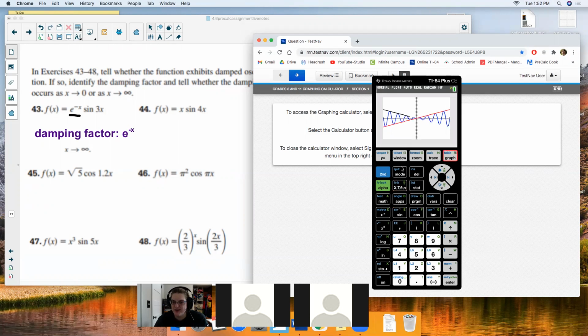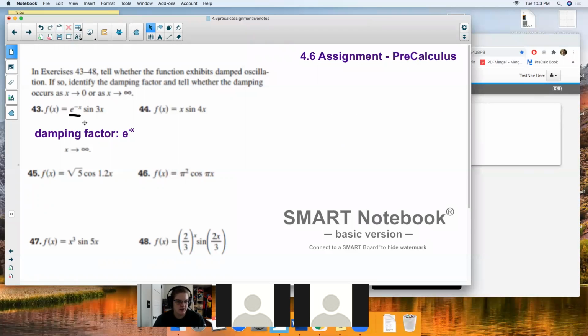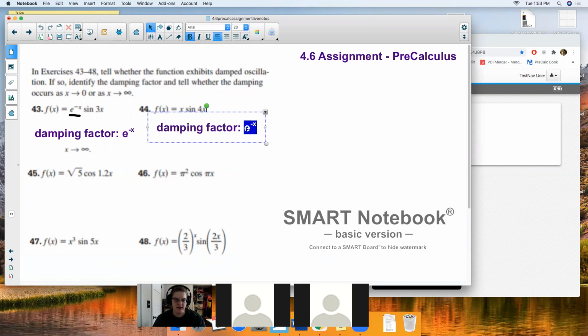All right, so there it is. And it's saying, is it squashing at 0 or is it squashing towards infinity? It's definitely squashing at 0, or what we call damping. I just decided to say squashing. So that means that our damping factor is x, and it's going to go as x goes to 0.